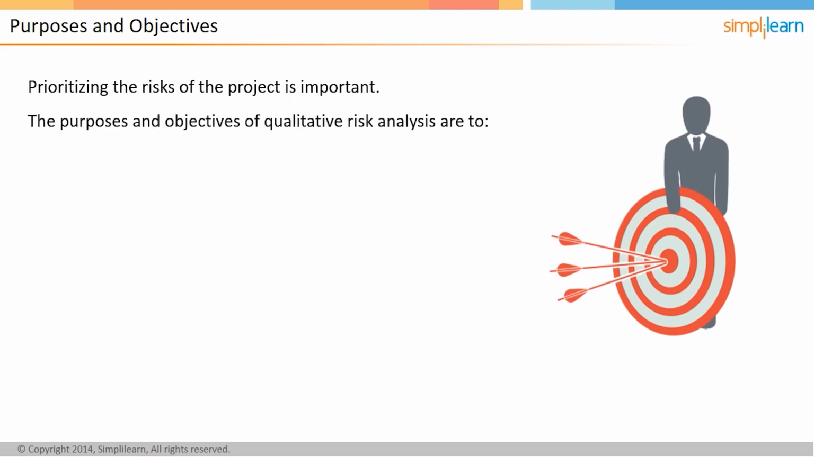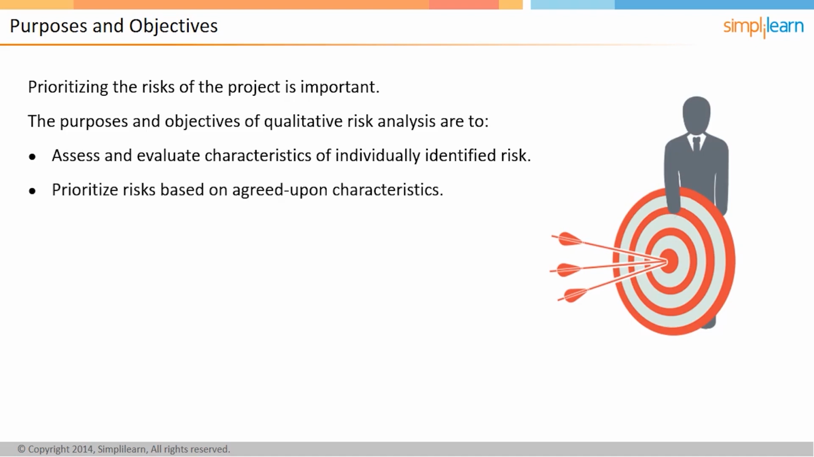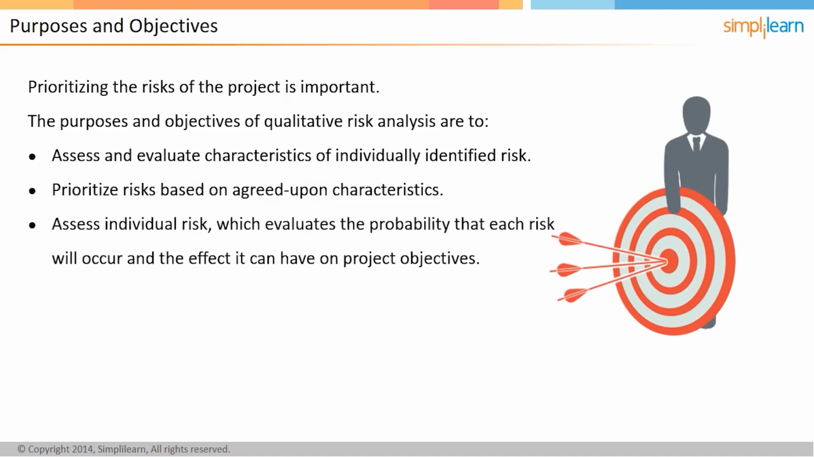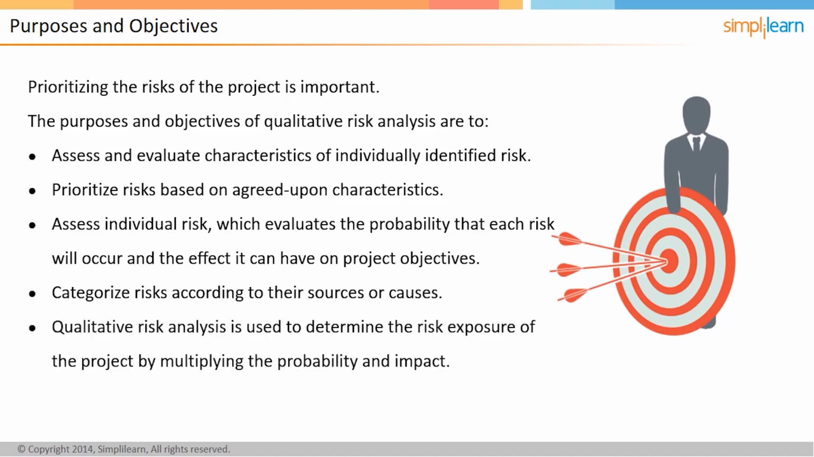Therefore, the purposes and objectives of qualitative risk analysis are to assess and evaluate characteristics of individually identified risks. It also includes prioritizing the risks based on the agreed-upon characteristics. Assessing individual risk evaluates the probability that each risk will occur and the effect it can have on the project objectives. Categorizing risks according to their source or causes will help in filtering them out. Qualitative risk analysis is used to determine the risk exposure of the project by multiplying the probability and the impact.